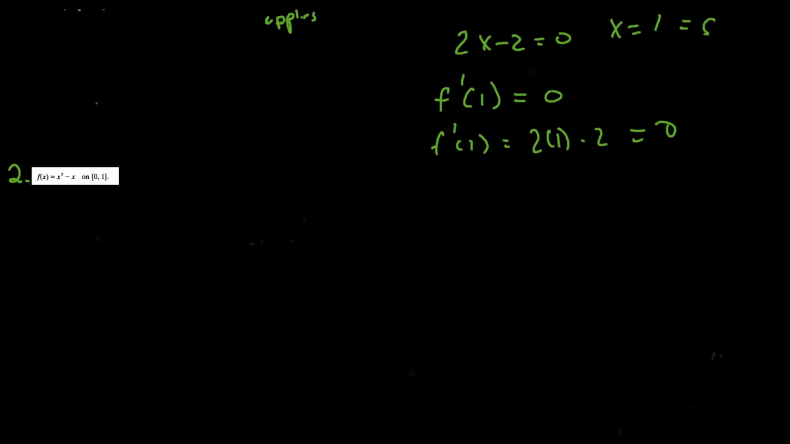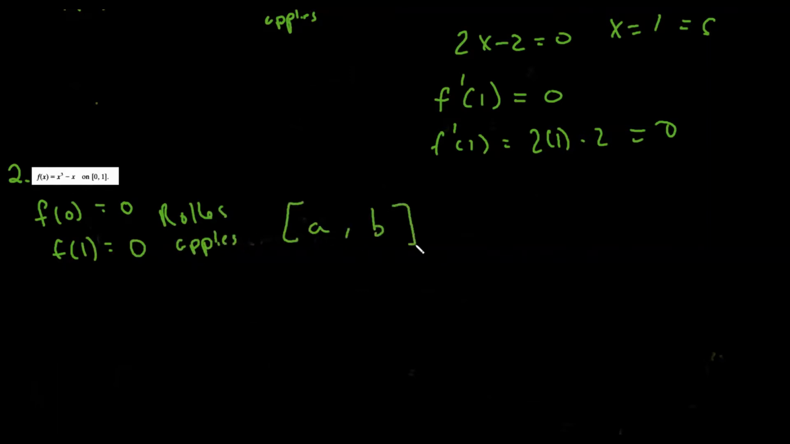Alright, so the next question, we have f of x is equal to x cubed minus x on the interval 0 to 1. Obviously it's continuous and differentiable, so let's find our f of 0 and f of 1. F of 0 gives you 0 minus 0, 0. F of 1 gives 1 minus 1, 0, so Rolle's applies. So there must be some value of c between a and b that will give you, plugging in that c into the derivative will give you 0. Some c that this happens.